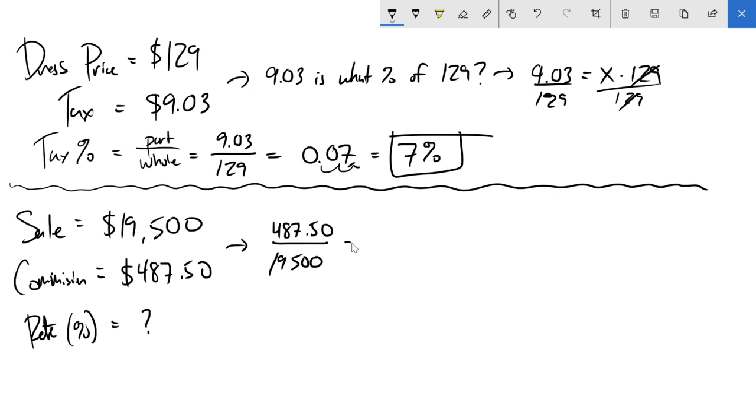And if you do that, what does it come up with? 0.025. Okay, but you also have to recognize that that's the decimal form. So what's the answer as a percentage? You do the correction, 2 decimal places. And so it looks like it's a 2.5% commission rate.